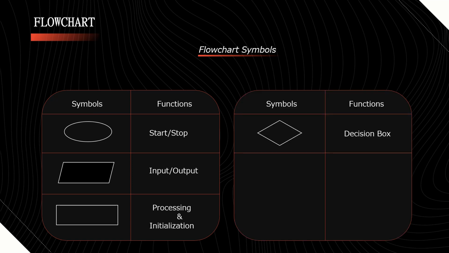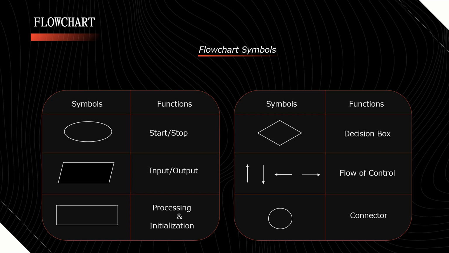Decision, which is in rhombus shape. This will be used in case of decision. Suppose A greater than B or A not equal to B. This kind of decision will be written within this rhombus. The arrow will be used for flow of control. It could be up arrow, down arrow, left arrow or right arrow.